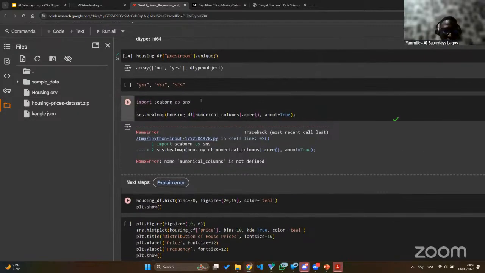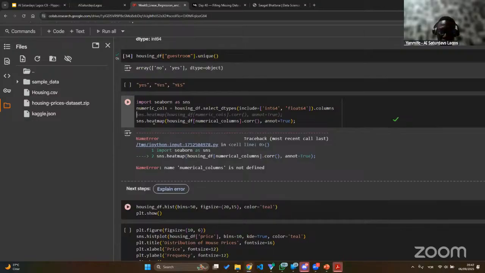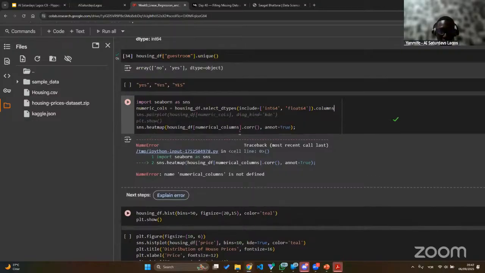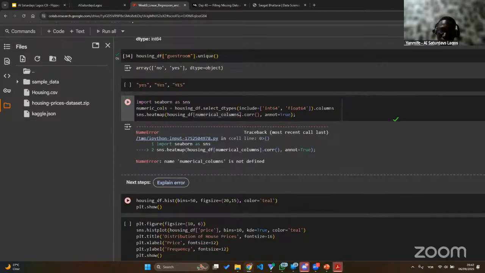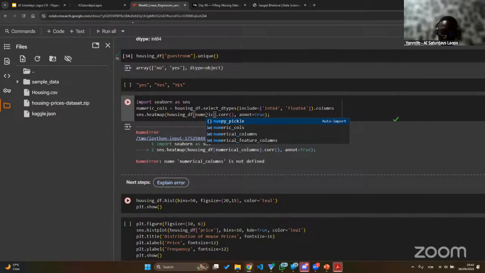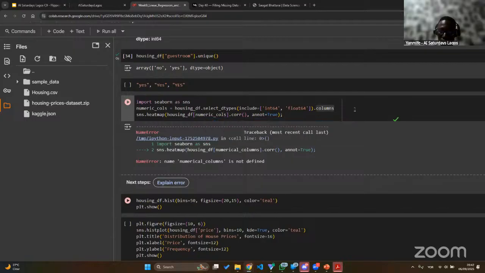Okay, so now I want to check for the correlation between the numerical columns of my data set. I can only check the correlation between the numerical columns. I cannot check for the categorical columns. So let's do this.